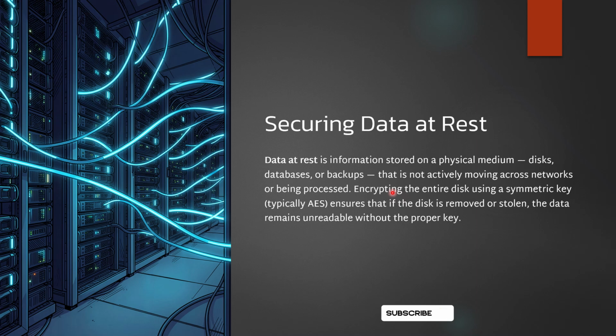Generally, disks are encrypted using symmetric keys like AES-256. Once the disk is encrypted, if it is removed or stolen in any way, it will not be readable without the proper key. A symmetric key requires the same key to lock and unlock, that is, to encrypt and decrypt the data. So the person who has removed the disk will not have the symmetric key to decrypt it, and will not be able to read the data. Let's see what's in the next slide.